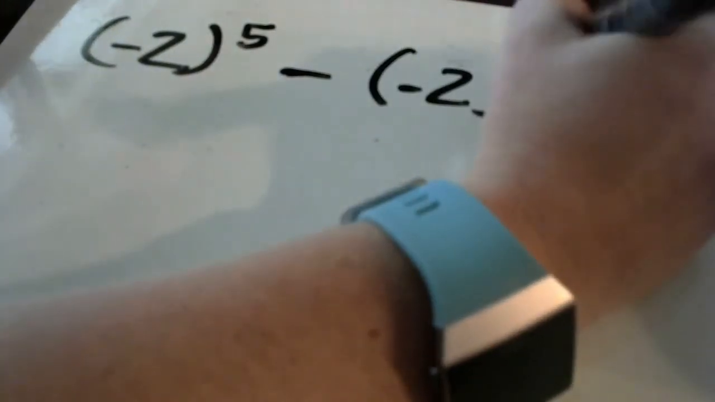Calculator will save your life on this, peeps. It will save your life. Okay. Aren't you glad you're in 8th grade? You don't have to figure this out by hand. All right, so next is -2 to the 5th power minus -2 to the 4th power.